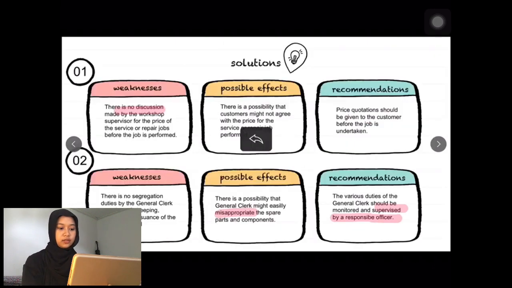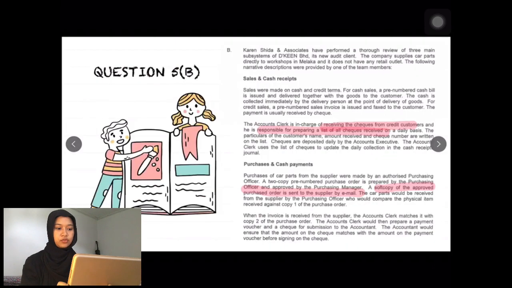Next, I have found that the other two, kita dah jumpa dua tadi, 1 and 2. Okay, next saya jumpa dekat sini dia cakap the account clerk is in charge of receiving the checks from credit customer and he is responsible for preparing a list of all checks received. Maksudnya kat sini account clerk tu banyak buat kerja. Lepas tu the particular of the customer's name, amount receipt semua dia buat written on the list.